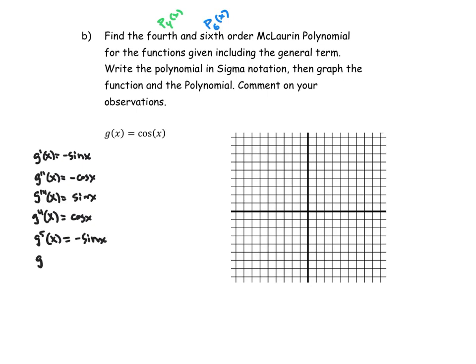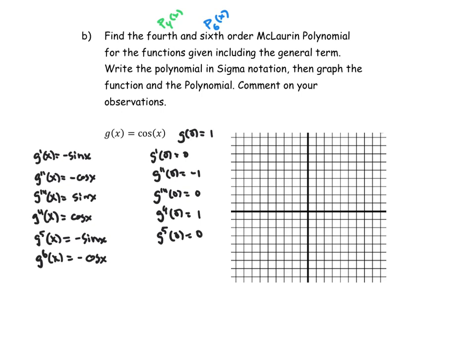See how we're cycling around here back to where we started, which would be a negative cosine of x. Okay, so g at 0 is 1. g prime at 0 is 0. g double prime at 0, negative 1. Third derivative at 0, 0. Fourth derivative at 0 is positive 1. You can see we've got an alternating series here. Fifth derivative and sixth derivative. Okay, so we've got 1, 0, negative 1, 0, positive 1, 0, negative 1.